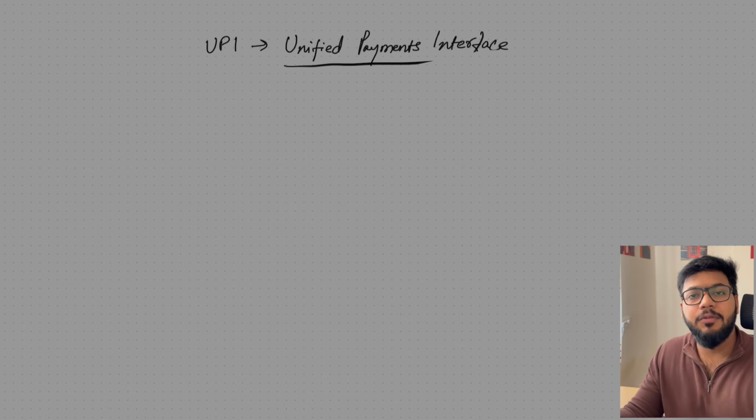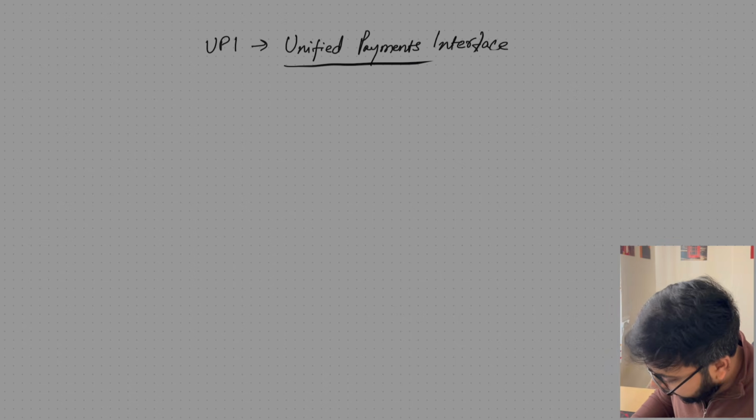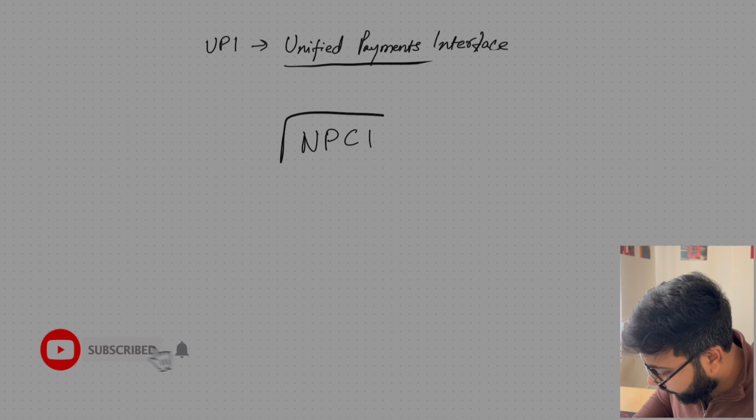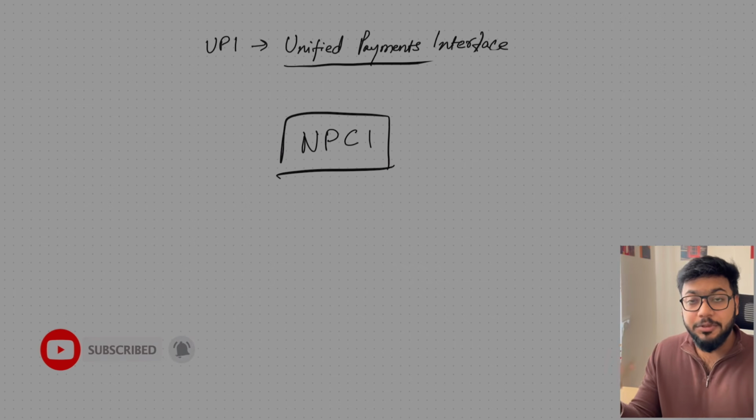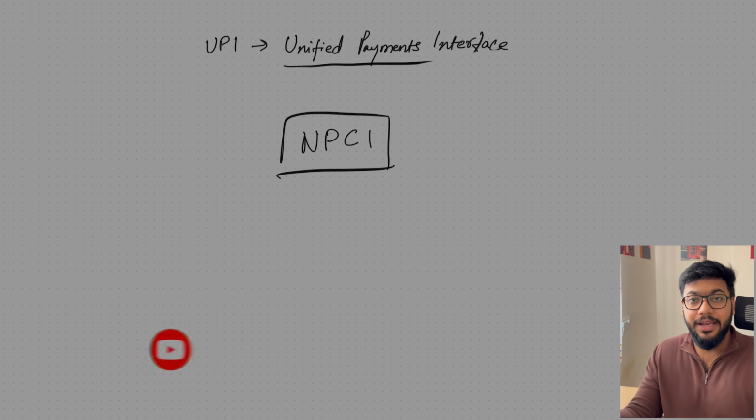UPI is Unified Payments Interface. It is developed by NPCI. NPCI developed such a robust system that today it handles billions of transactions every month.